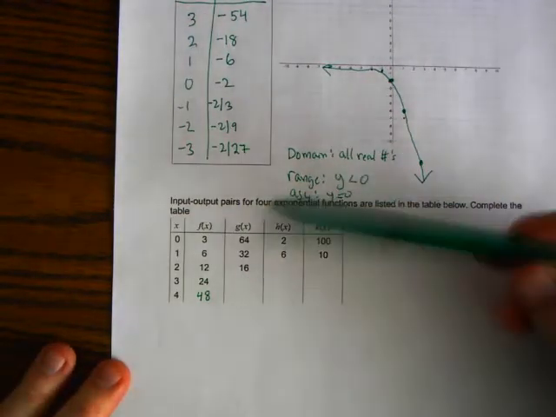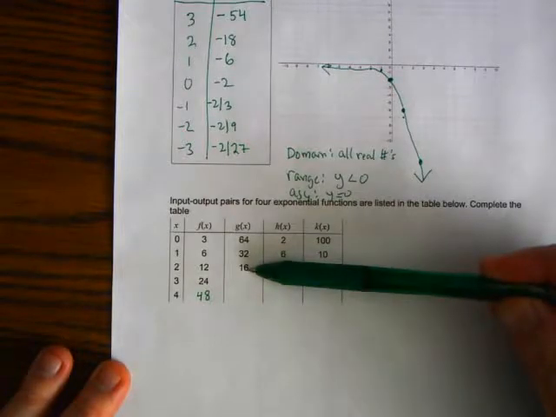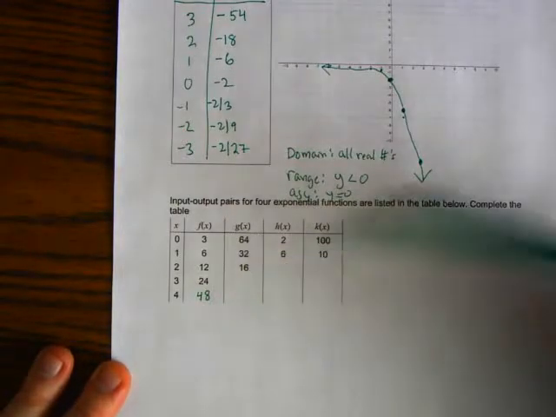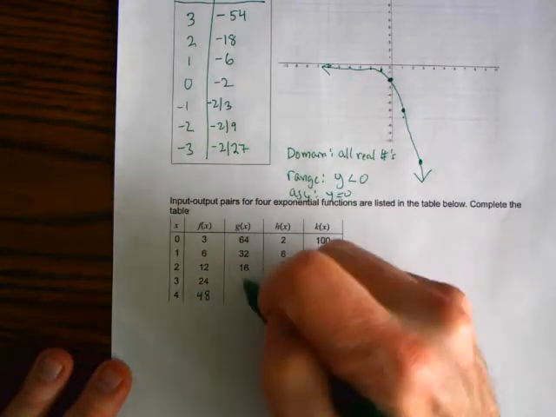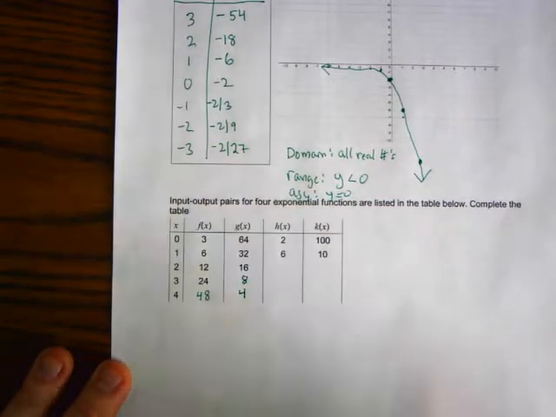Now, notice what's happening here. I'm going from 64 to 32. So I divided by 2, or you could think of it as multiply by a half. Or this one, 32 to 16, again, I divide by 2 or multiply by a half. So I keep following that pattern. I divide by 2, that gives me 8. I divide by 2, that gives me 4.